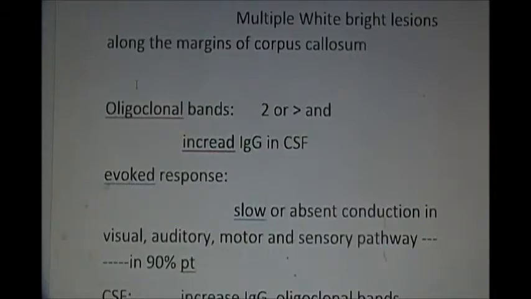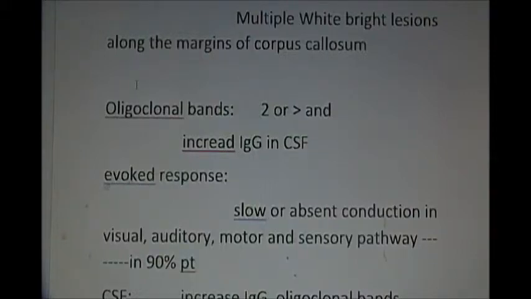The oligoclonal bands. The oligoclonal bands are also present in multiple sclerosis. How many oligoclonal bands should be present? Two or more oligoclonal bands should be present. And how about the immunoglobulin G? They are increased in CSF.